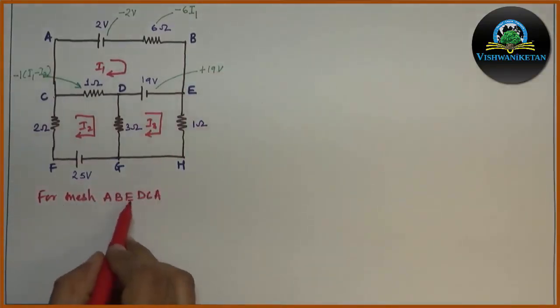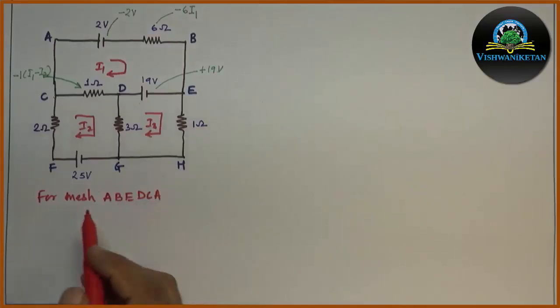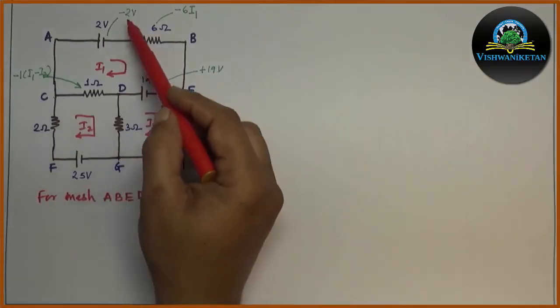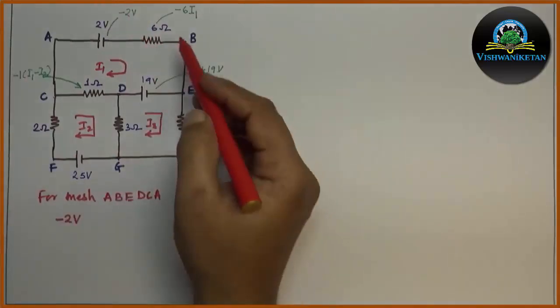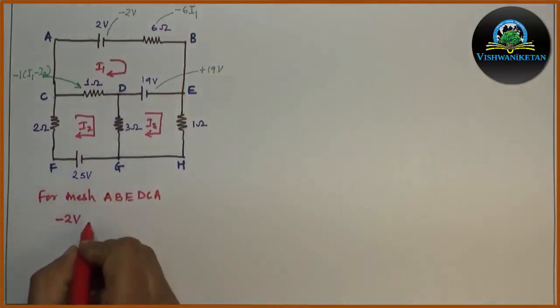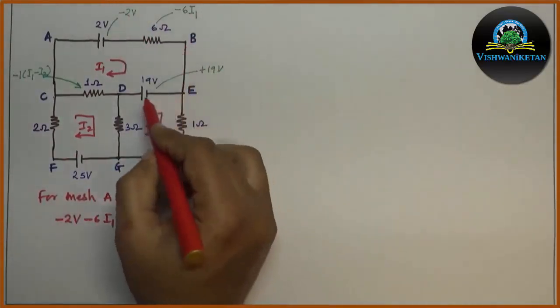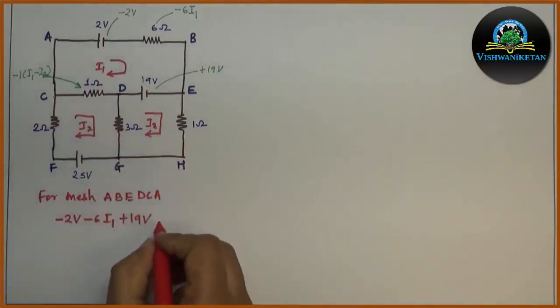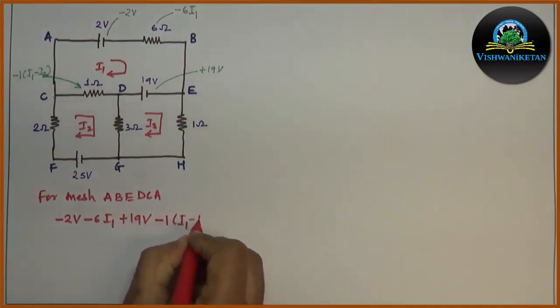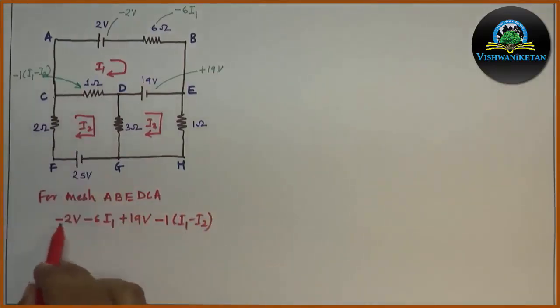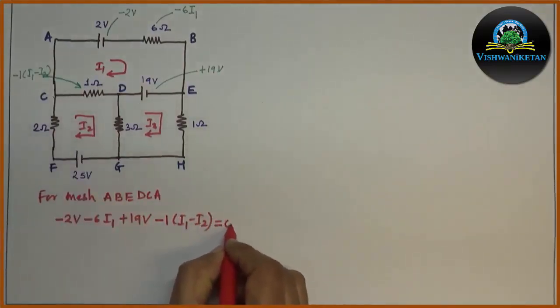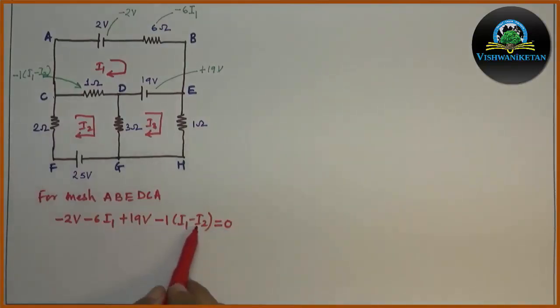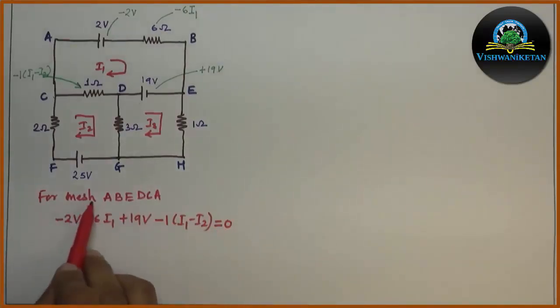For mesh A, B, E, D, C, A, we will write down the equation. First value will be minus 2 volt. Second value will be minus 6 I1. Next it will be plus 19 volt. And next it will be minus 1 times (I1 minus I2). The loop completes, equal to 0. The KVL equation is proved: the sum of voltage drops and EMF sources is equal to 0 in a mesh or loop.